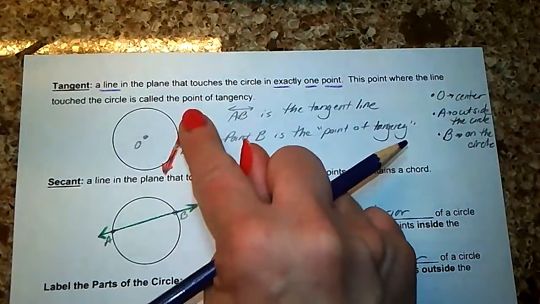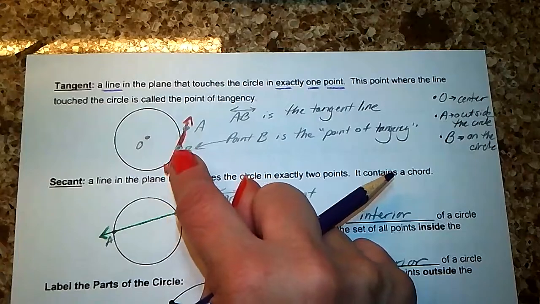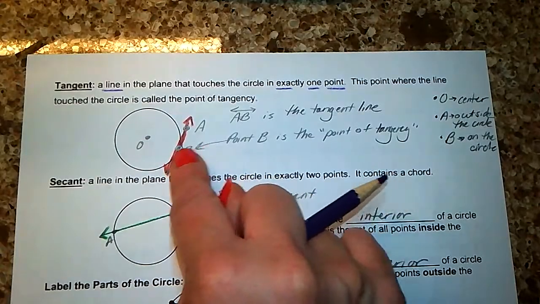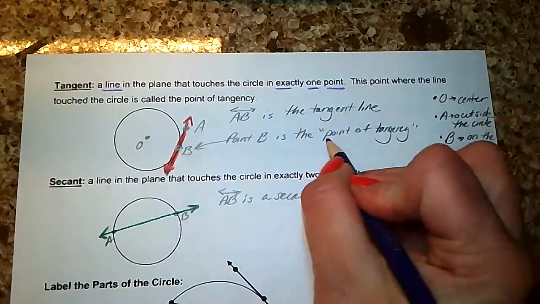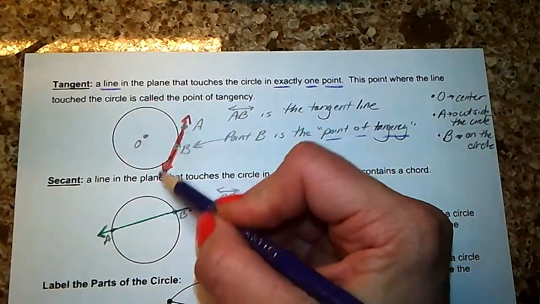So basically it's a line that skims along the outside and touches the circle in 1 point. And that point where it actually touches the circle, that point B right there, is called the point of tangency. It's the place where the line is tangent to the circle.